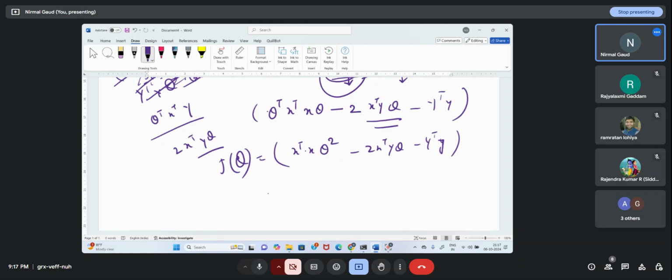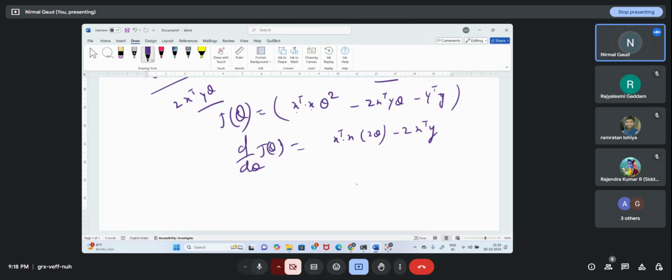To have a minimum cost function, we have to differentiate it with theta. That's what we have to do. So if I differentiate, x transpose x will be constant, so x transpose x will come out. Theta square differentiation is 2 theta. Here it is minus 2 x transpose y, and theta differentiation will be 1. And y transpose y is constant, so its differentiation will be 0. So ultimately I am getting 2 x transpose x theta minus 2 x transpose y.